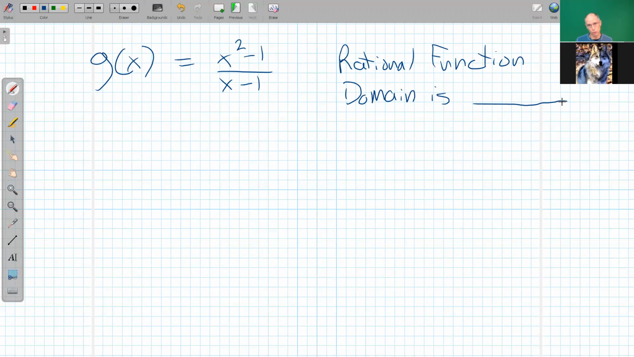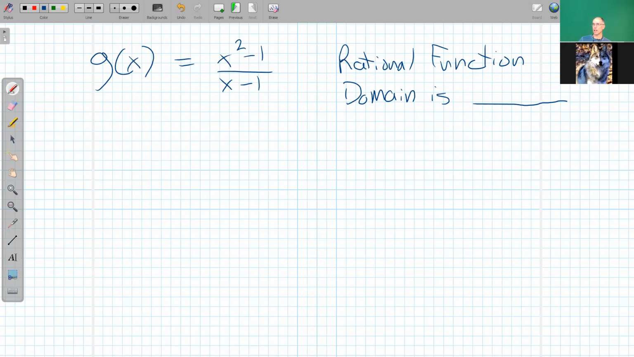Domain is any x value you can plug in. What x values can I plug in here? What x values can't I plug in? What does this graph look like? Any takers on the domain? We got a couple answers. Every real number and then x equals 0.